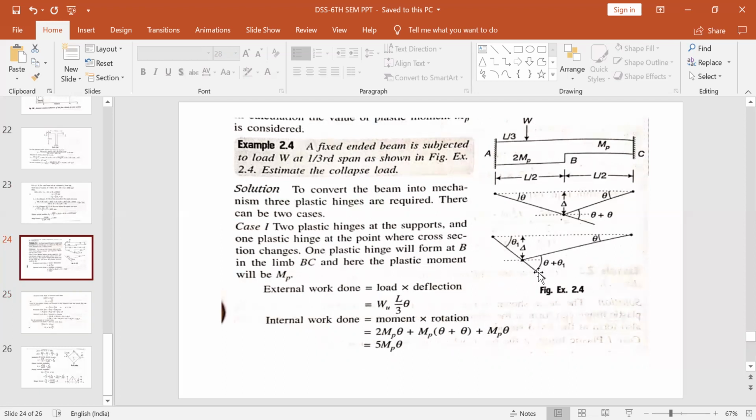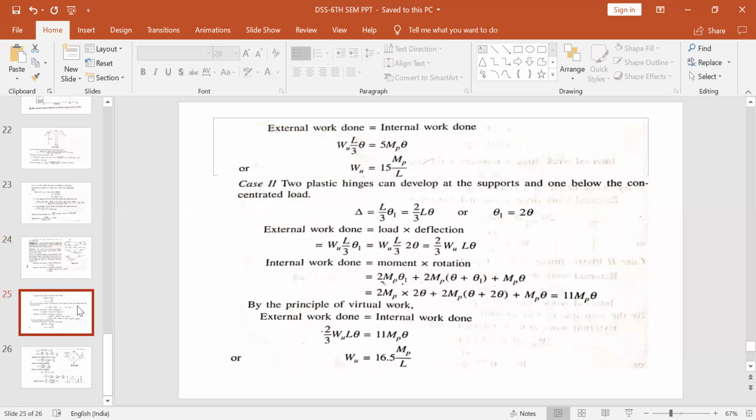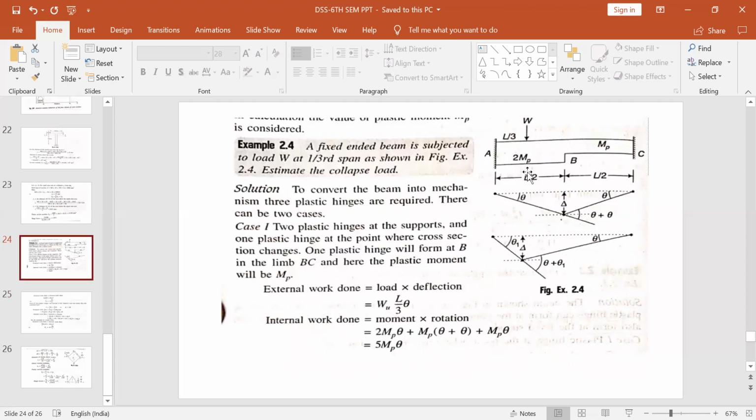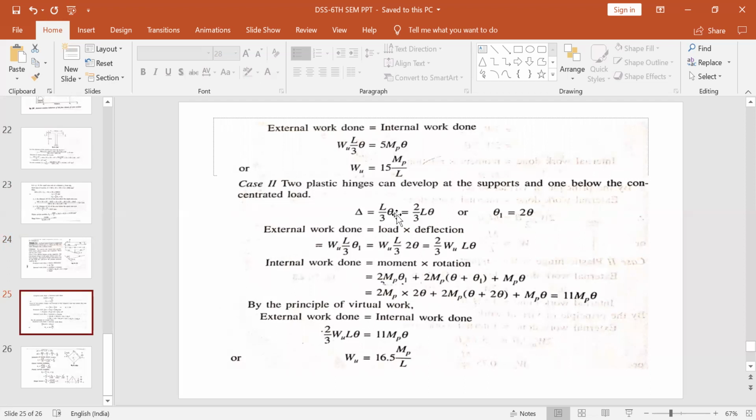So what will be this external angle? Theta plus theta 1. Okay. This is the basic you need to understand here. So what is the deflection here? Deflection for this part will be L by 3 into theta 1 or 2L by 3 into theta. Both will be same. If you equate these two, this gives theta 1 as 2 theta. So you can put theta 1 directly as 2 theta.